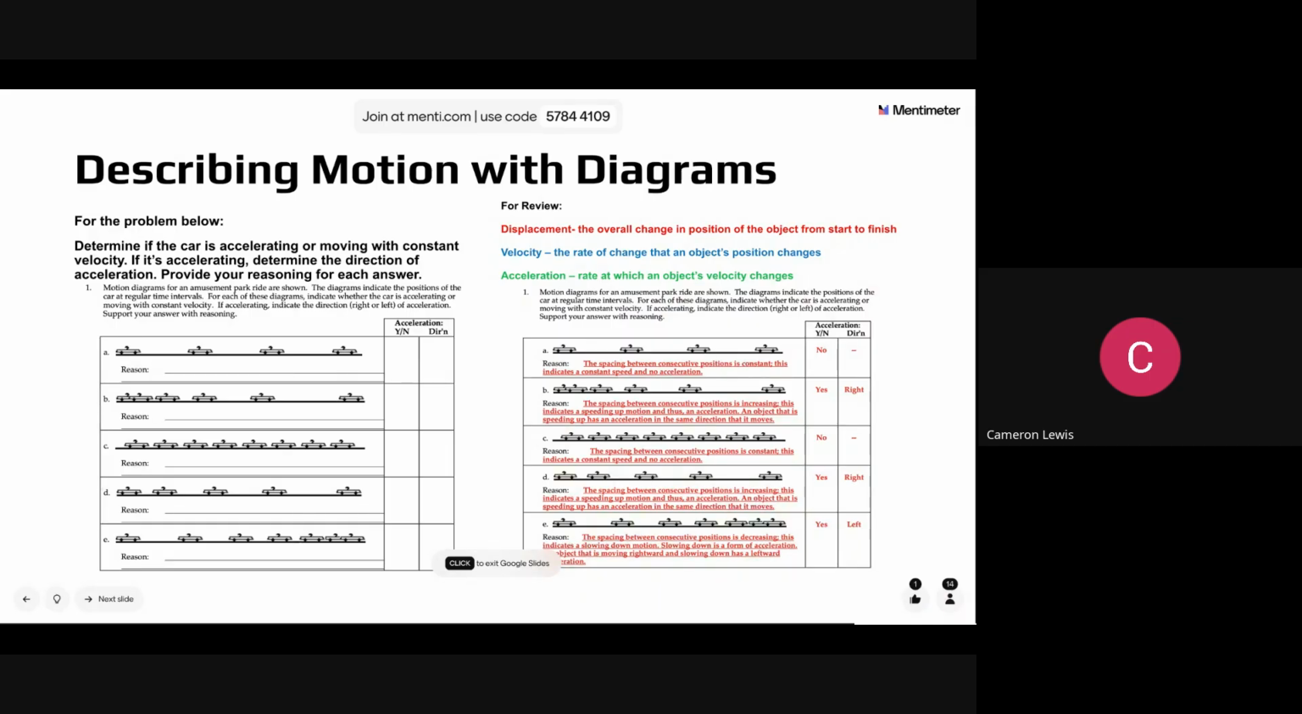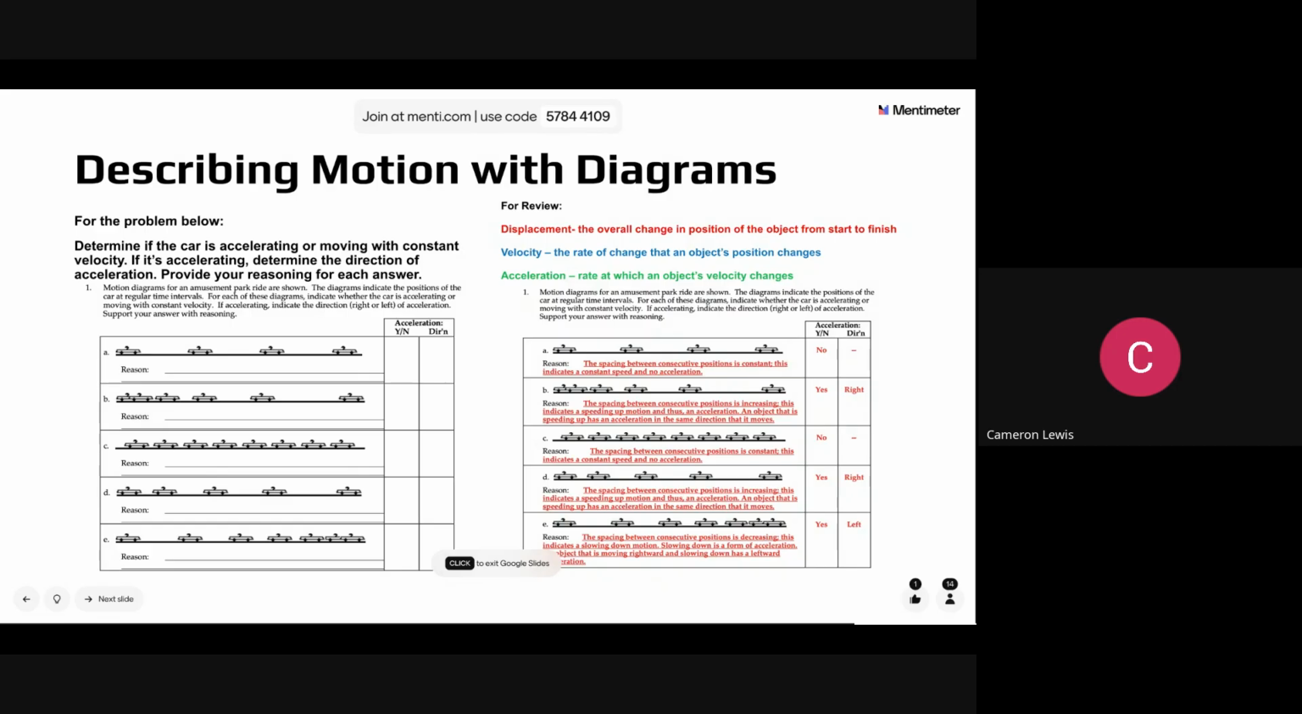Now for this next one, there is acceleration, and the direction is to the right. The position is definitely increasing, so that indicates a speeding up motion, so acceleration. Because the object is speeding up, it has acceleration in the same direction that it's moving. So it's speeding up to the right, so the acceleration is to the right.